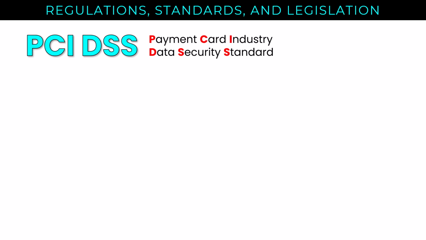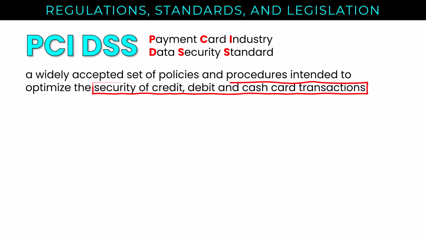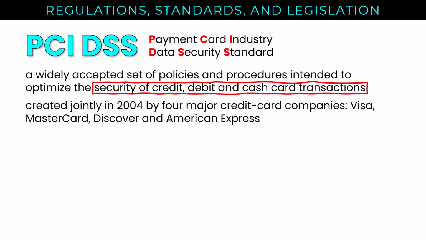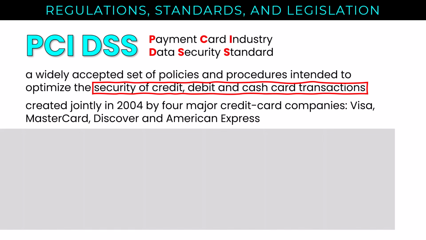PCI DSS stands for Payment Card Industry Data Security Standard. It's a widely accepted set of policies and procedures intended to optimize the security of credit, debit, and cash card transactions. And it's not a government-enforced regulation at all. It was actually created jointly in 2004 by 4 major credit card companies, Visa, MasterCard, Discover, and American Express, and it's enforced contractually between these card companies and their vendors, their merchants.